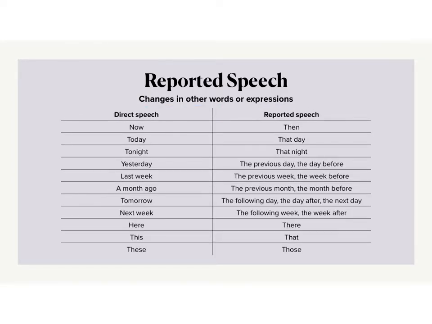Not only the verb changes, but also some words or expressions that mostly refer to place or time. For example, now turns to then, today to that day, tonight to that night, yesterday to the previous day or the day before, and also some place expressions like here turns into there, this into that, and these into those.